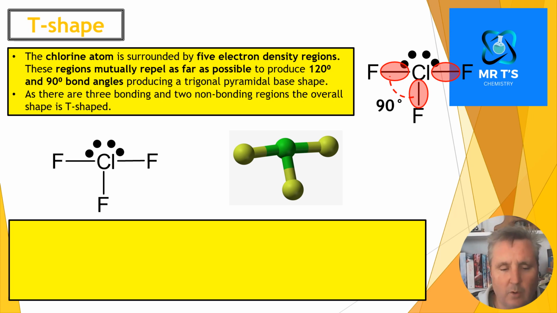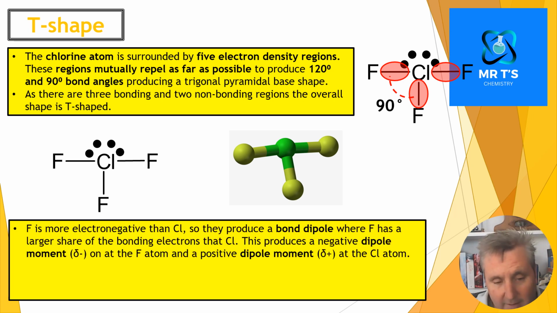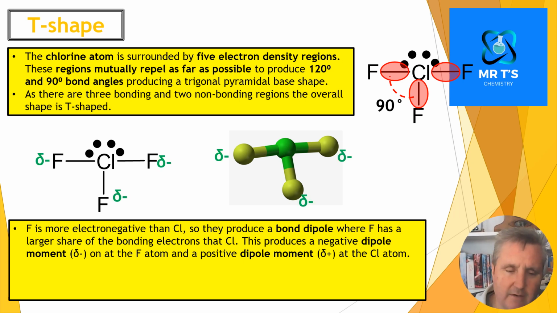So it will have the dipole moments of slightly negative. The chlorine and the fluorine are sharing electrons. Fluorine is more electronegative, so it gets a bit more of the negative charge of the electrons, so it gets slightly negative, and the chlorine is going to get slightly positive.